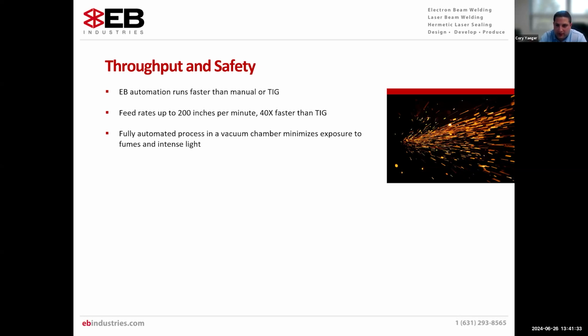For high volume production environments, especially those involving small to medium sized components that can be easily loaded into a vacuum chamber, EB welding can offer higher throughput rates in ways that can reduce labor costs and enhance consistency across welds. And of course, never an afterthought, electron beam welding, as an automated process that takes place inside of a vacuum chamber, greatly minimizes operator exposure to things like welding fumes and intense light, providing a safer work environment.